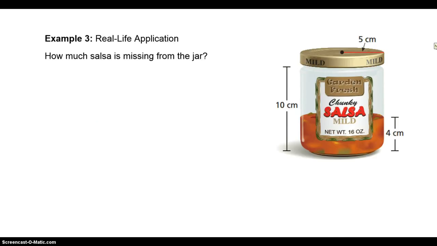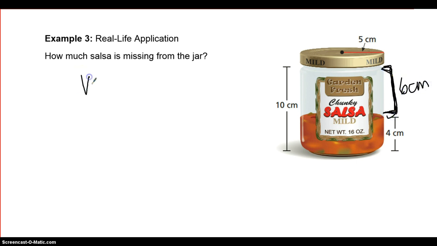Number 3, how much salsa is missing from the jar? All right, the way I want you to do this problem is we do need to find the volume of this cylinder. But we know that there's 4 centimeters of height of salsa, and the whole jar is 10 centimeters. So the biggest thing you need to take away from this problem is the part that is missing. The height is 6 centimeters.